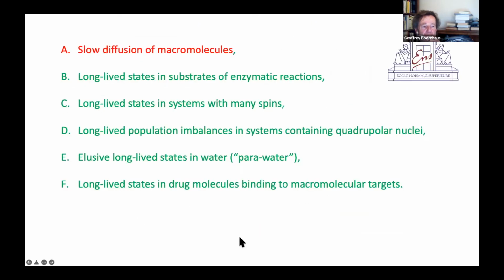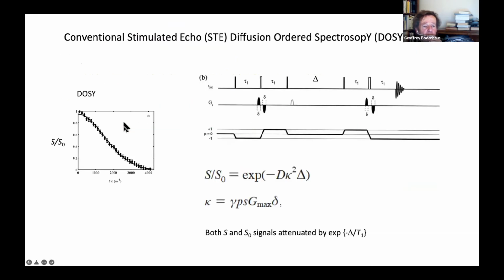Yes, so the first application, I actually identified 6. Some of them will take a few slides, some of them only 1 slide, so this will be a quick job. Slow diffusion can be done by, first of all, conventional stimulated echo diffusion spectroscopy.